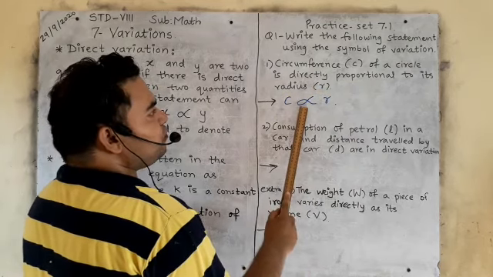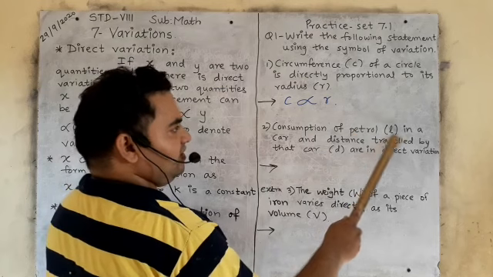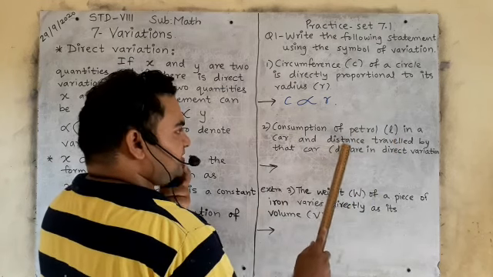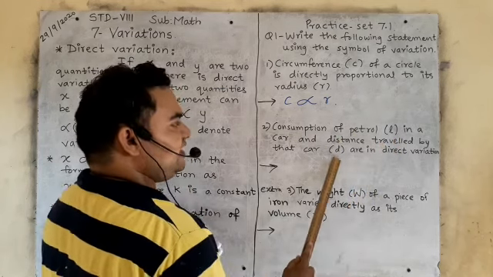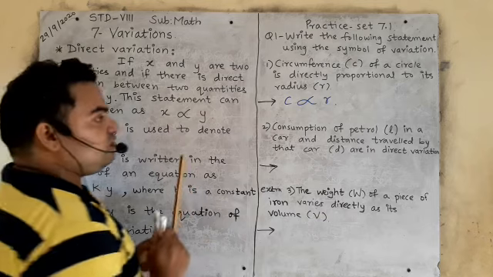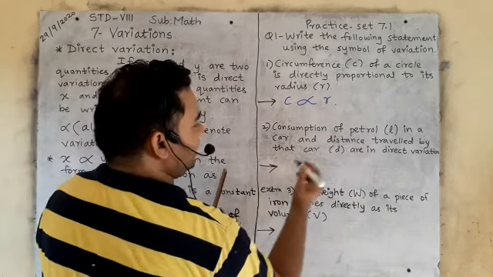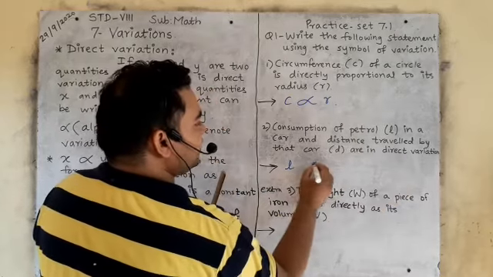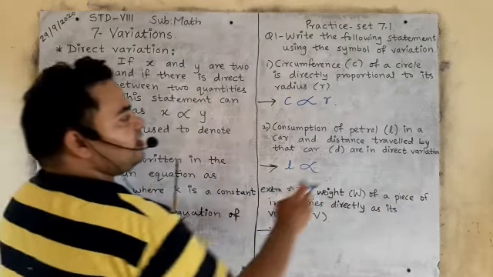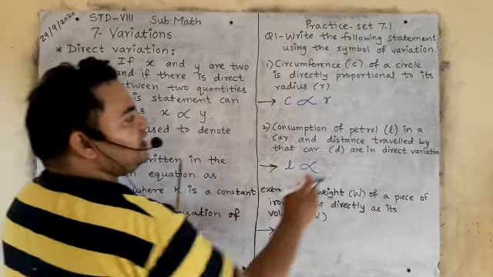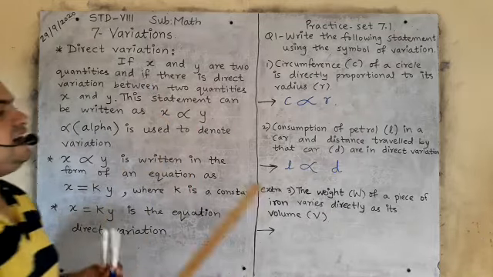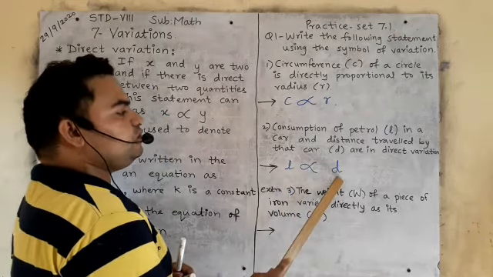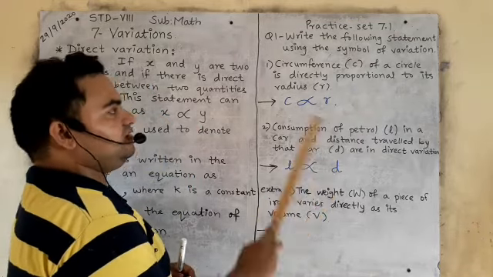Now like this here also: consumption of petrol, small l, in a car and distance traveled by that car, d, are in direct variation. Which word comes here? Direct. So direct means alpha. And which is the other variable here? Distance traveled by that car, that is small d. It means how will you write? L is directly proportional to d. C is directly proportional to r.